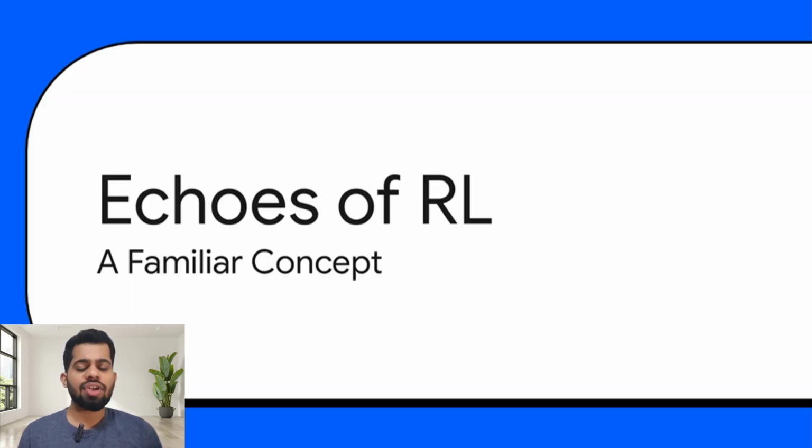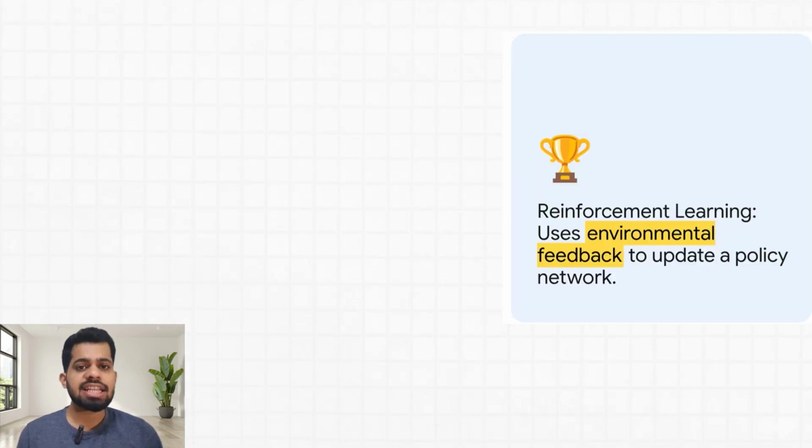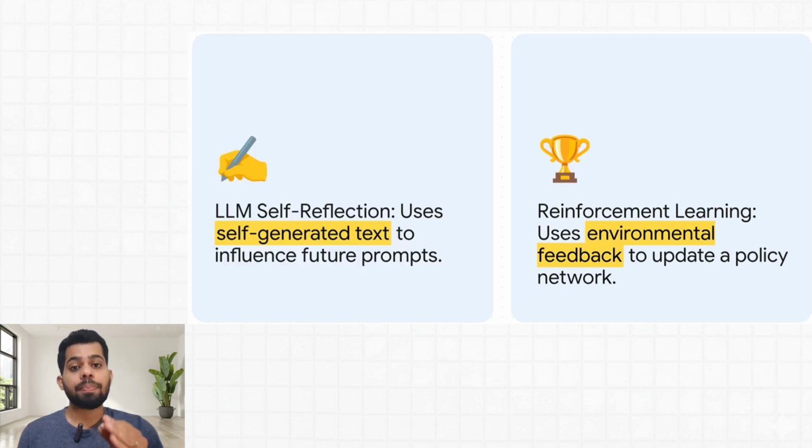This whole idea of learning from feedback sounds a lot like reinforcement learning, but there is a key difference in how these LLMs learn. In traditional reinforcement learning, feedback is super simple. It's just a number, like a reward or penalty. But with LLM self-reflection, the feedback is rich, self-generated text.